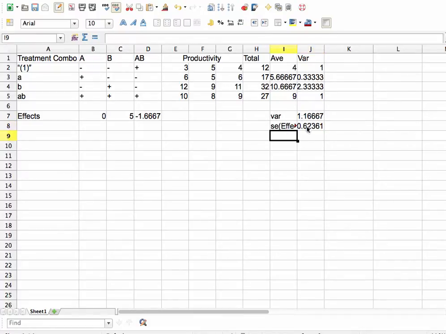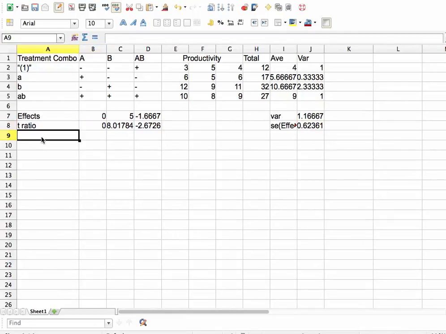With the effects and our standard error, we can now do a t-test on each of the effects to determine if they are statistically different than zero. So the idea is we will compute a t-ratio and use this t-ratio then to determine whether or not these effects are significant at a given level. To compute the t-ratio, I take the effect value divided by the standard error. And now we can compute a p-value.